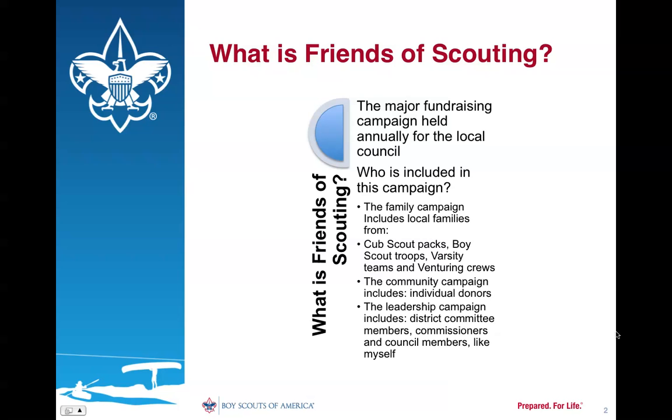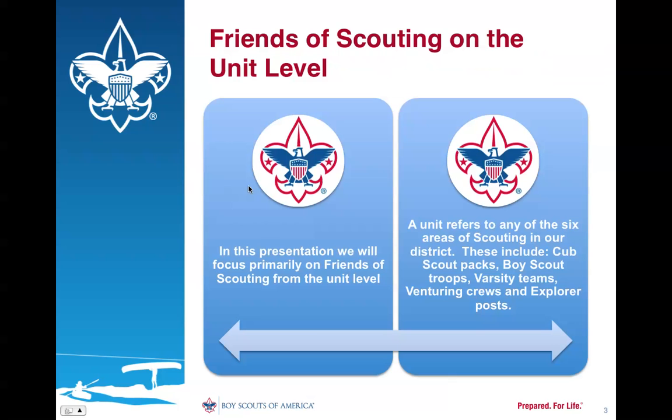We have the community campaign, which includes individual donors, and we have the leadership campaign, which includes district committee members, commissioners, and council members like myself. So we also do contribute to this campaign.